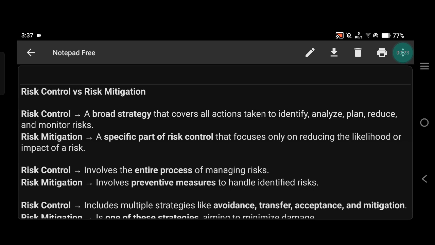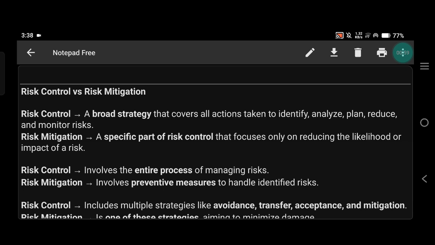First is risk control. Risk control is the overall process of managing risk in a software project. It includes everything: identifying risks, analyzing them, planning strategies, reducing risk, and monitoring them. In short, risk control is like a big umbrella under which all risk handling activities happen.